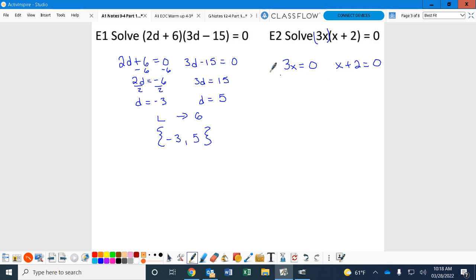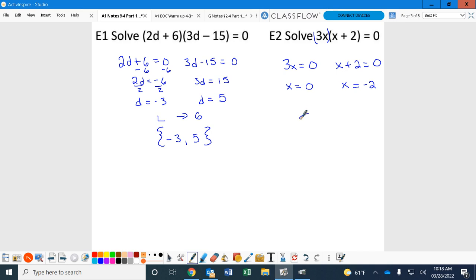So for this one, guys, if I divide both sides by 3, what's 0 divided by anything? 0. Guys, 0. For this next one, if I subtract 2 from both sides, what's x going to be equal to? Negative 2. There you go.